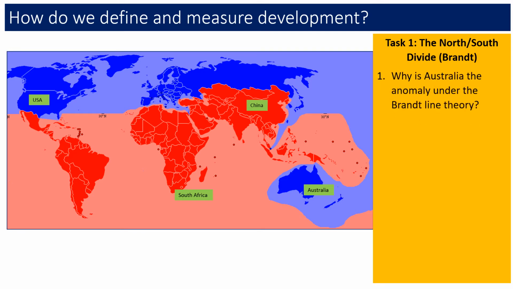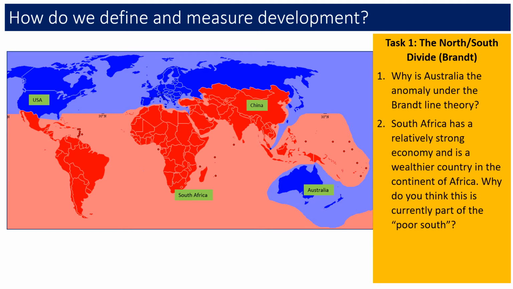So with this is the next task we would like you to complete, but as mentioned before, these tasks are for you to complete in order to cement your understanding of the unit, but you do not need to submit them to your class teacher. So the first question is, why is Australia the anomaly under the Brandt line theory? An anomaly is an odd one out. So if you look at where Australia is on the map, and you look at all of the other countries that are above the line or in blue, why would we suggest that Australia is the odd one out?